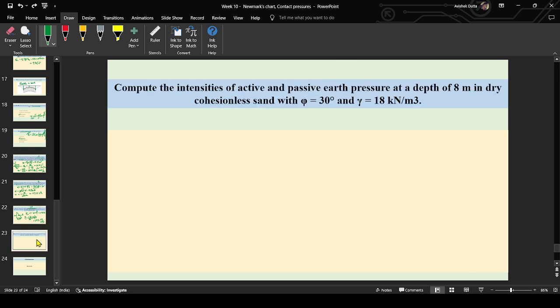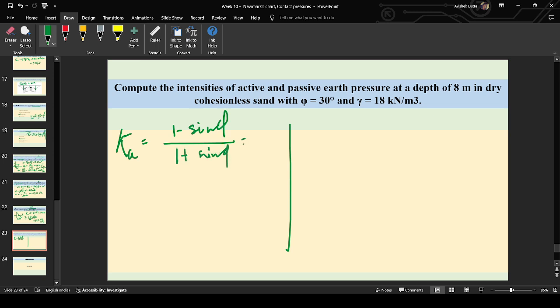The last question was finding out the active and passive pressure. Active pressure means when the retaining wall is moving away from the backfill. It is less than the passive pressure when the retaining wall moves towards the backfill. So I have to compute the active and the passive pressures. First of all, find out the coefficient of active pressure and the coefficient of passive pressure. Coefficient of active pressure Ka equals 1 minus sine phi divided by 1 plus sine phi, that equals 1 by 3 because phi equals 30 degree. And Kp, coefficient of passive earth pressure, equals 1 by Ka, so it equals 3.